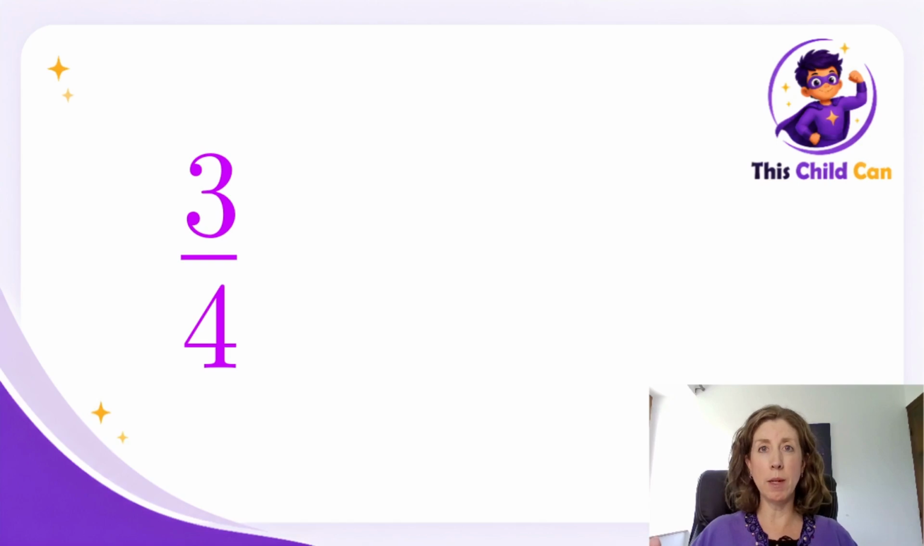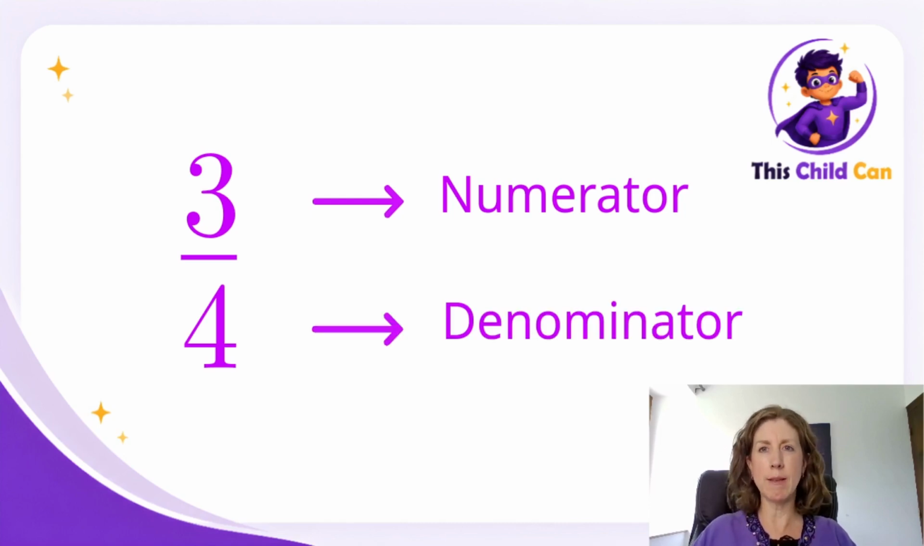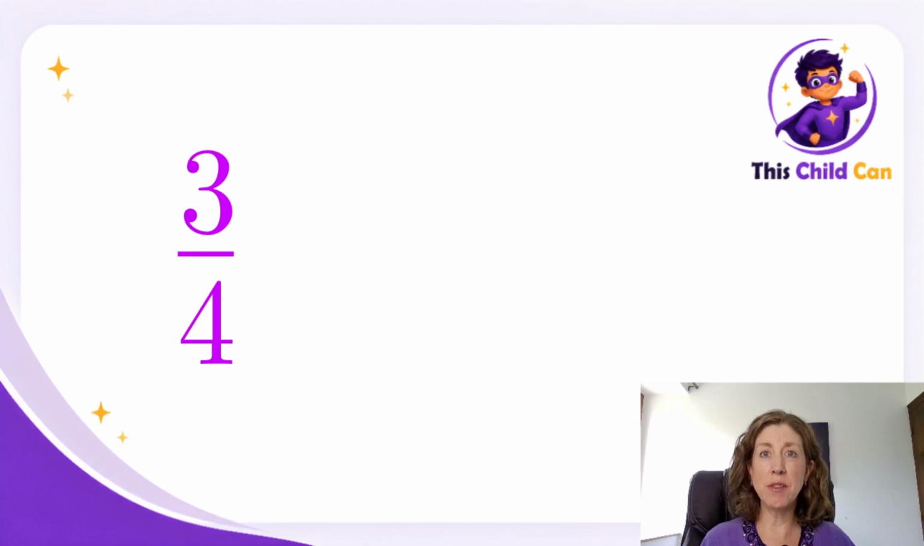Fractions have a top number and a bottom number, and those numbers have proper mathematical names. This is 3/4. The top number is called the numerator, and the bottom number is called the denominator. If a child is new to these words, I wouldn't try to make them memorize everything at once. I'd start with what each number really means.